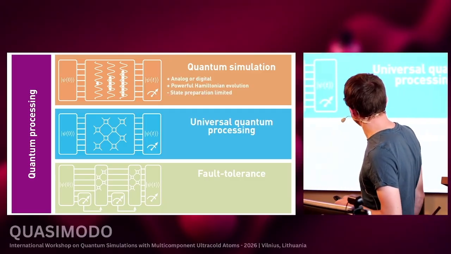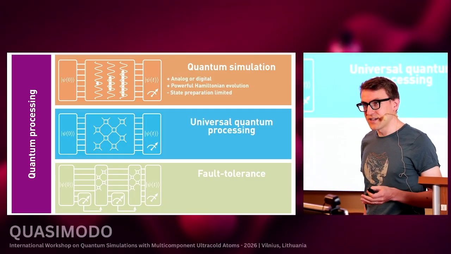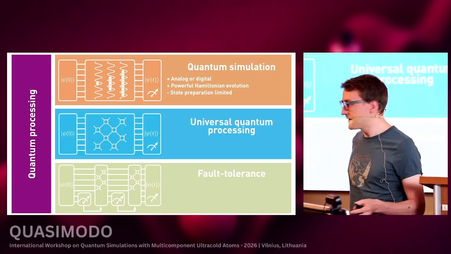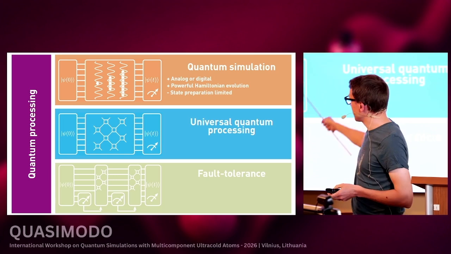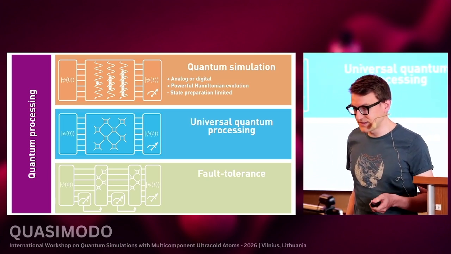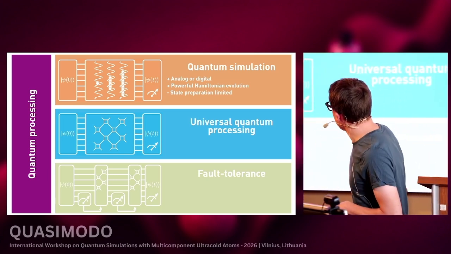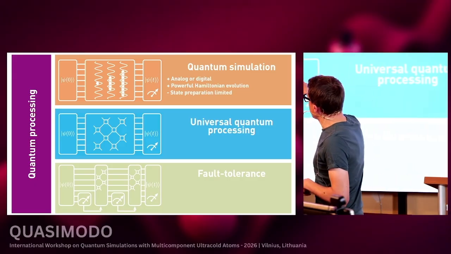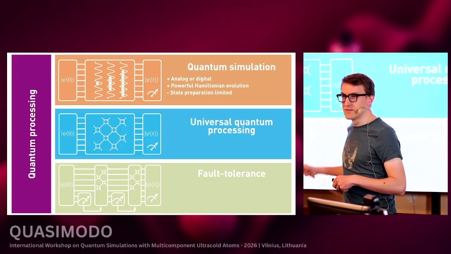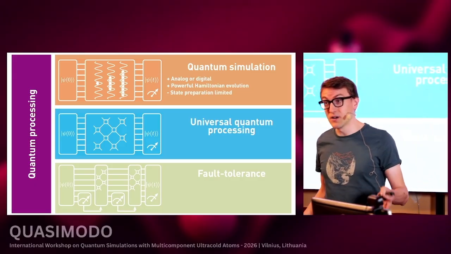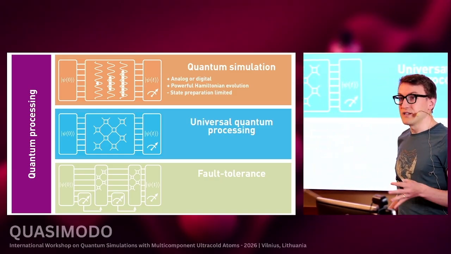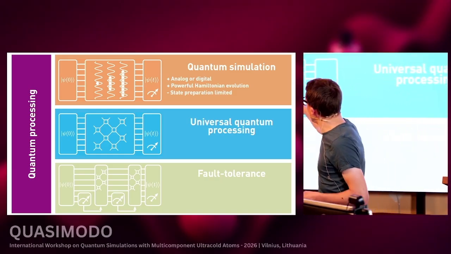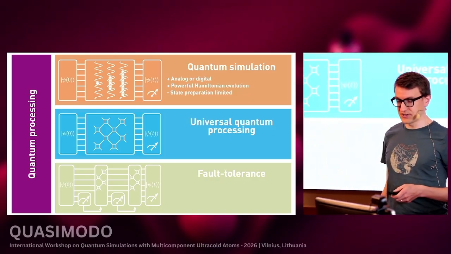Now, the simulation has the huge advantage that we have the Hamiltonian, and this evolution in time with the Hamiltonian, for example, is something that's very hard to do classically. So this is very powerful. However, so far, the amount of states we can prepare in these machines is limited. Very often we have only access to thermal states or maybe some uncorrelated product states, but it would be interesting to have a bigger toolbox here for state preparation.